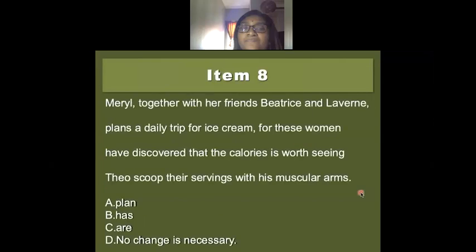Item 8. Meryl, together with her friends Beatrice and Lorraine, plans a daily trip for ice cream. For these women, have discovered that the calories is worth seeing. Theo scoops their serving with his muscular arm.